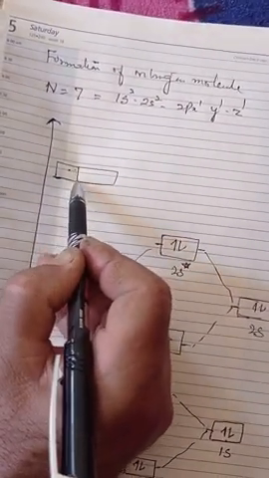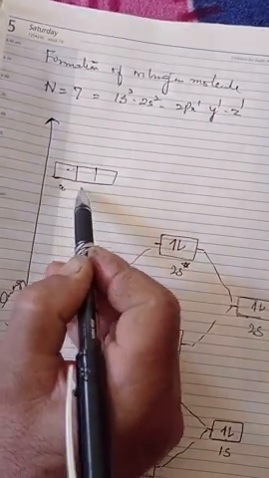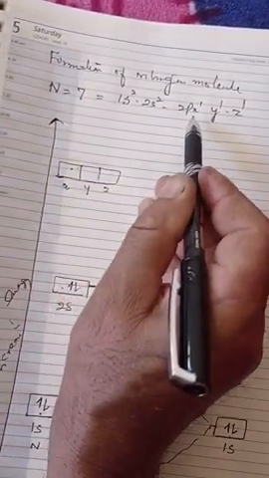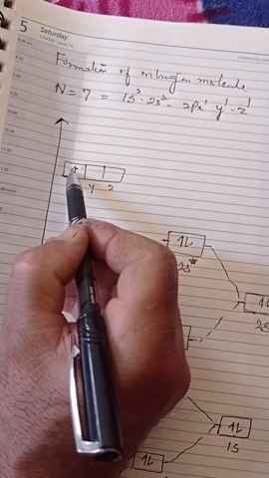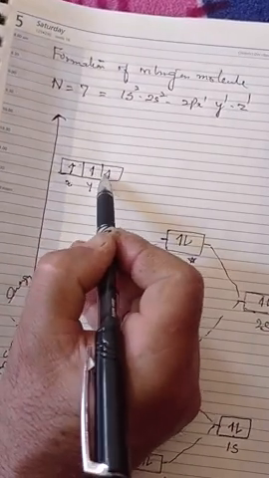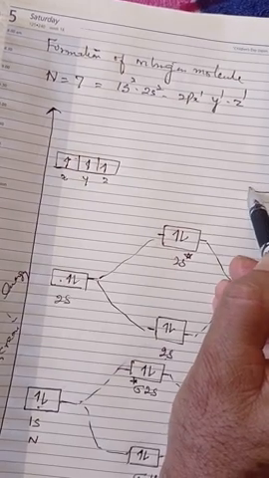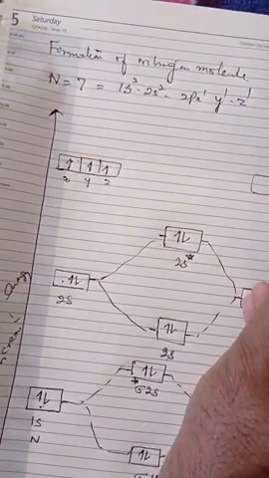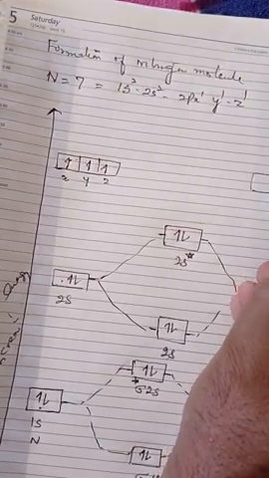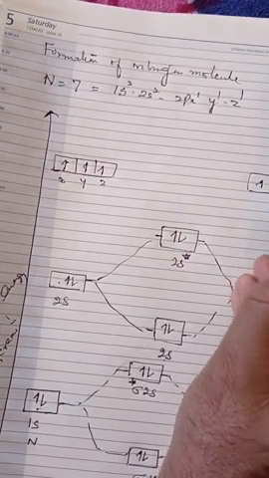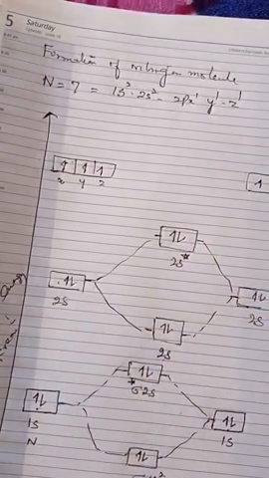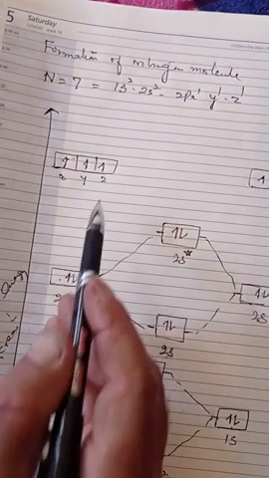So there are 3 electrons: one in x, one in y, and one in z. So 2px, 2py, 2pz, one electron in each. Similarly, in the other nitrogen atom there will also be 3 electrons. So these are 3 electrons. Now they will combine. There are 6 electrons, and 3 orbitals combine.